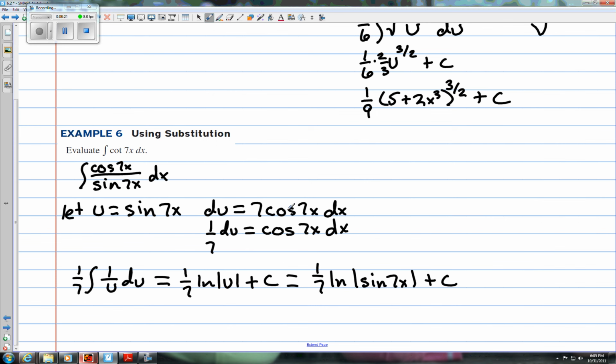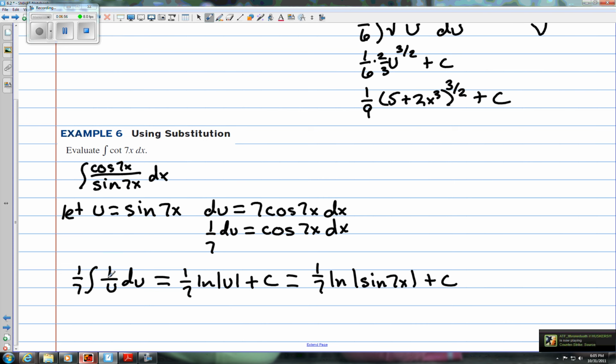But we don't have a 7 cosine 7x dx. We have a cosine 7x dx. So we're kind of missing the 7 to make a direct replacement. But we can fix that by dividing by 7. So we'll have 1/7 du equals the cosine of 7x dx. So now we do have the cosine of 7x dx, and we can replace that with 1/7 du. So here's the substitution. Sine of 7x is replaced by u, and then the cosine 7x dx is replaced by 1/7 du. And I've already pulled the 1/7 out front.